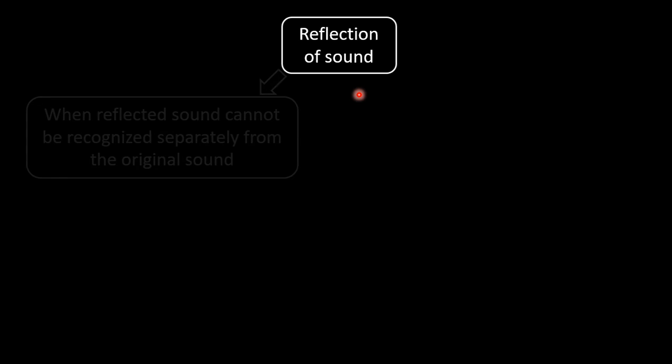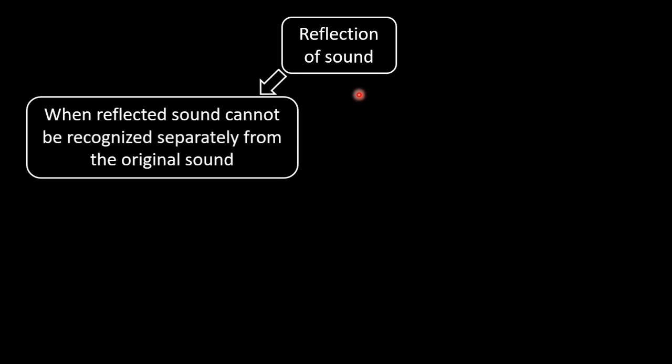At first, we will discuss reflection of sound. Reflection of sound is the phenomenon of bouncing back of sound wave at the surface of separation between two liquid, gaseous, or solid media. Reflection of sound can produce one effect when the reflected sound cannot be recognized separately from the original sound. If the reflected sound comes back to the human hearer so quickly that it cannot be recognized separately from the original sound, the two sounds merge together, then this effect is called reverberation.